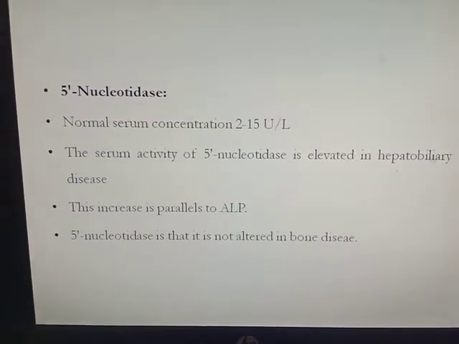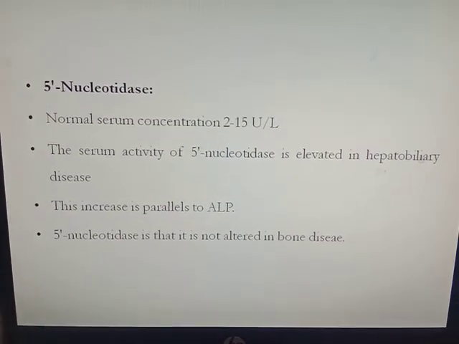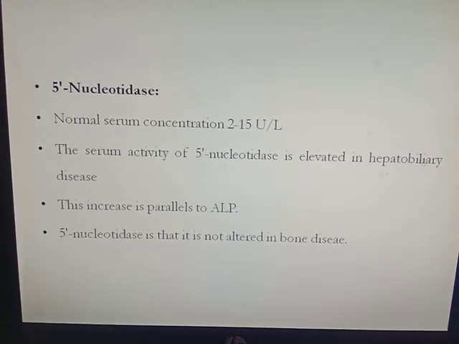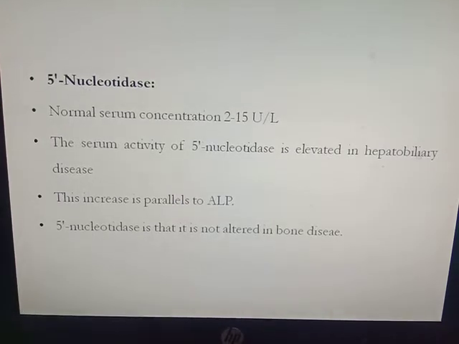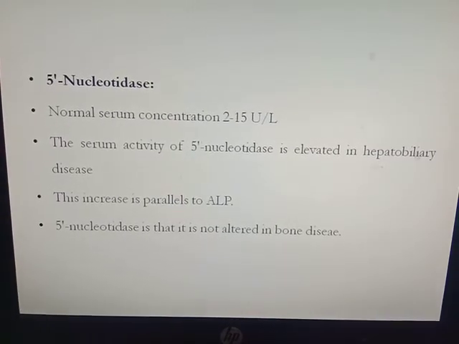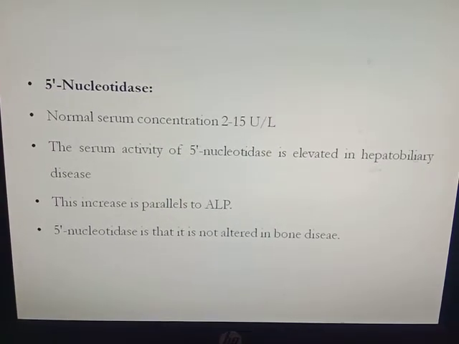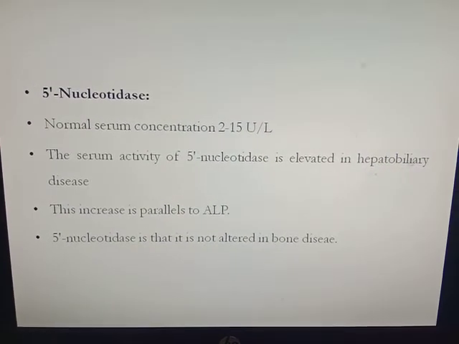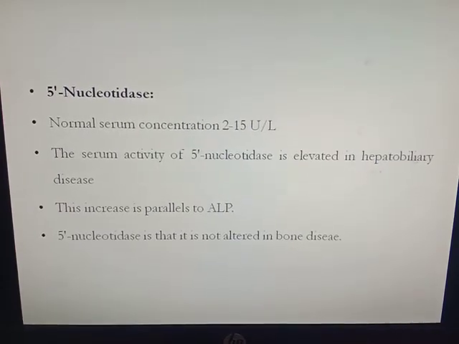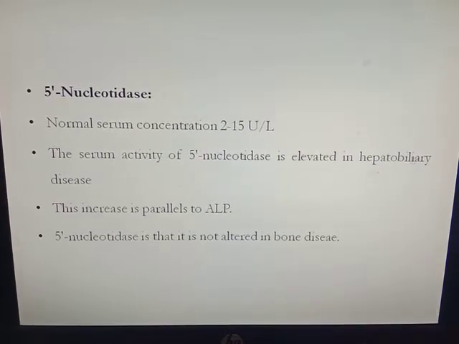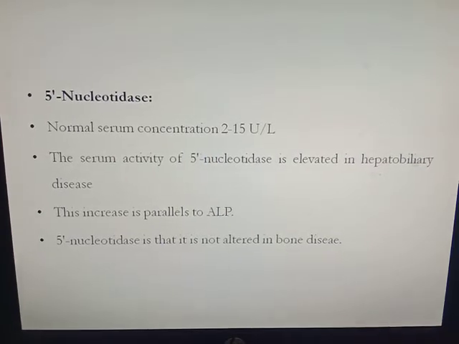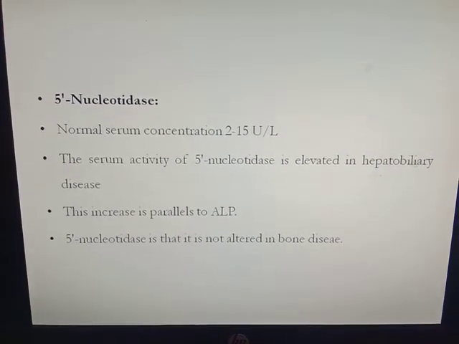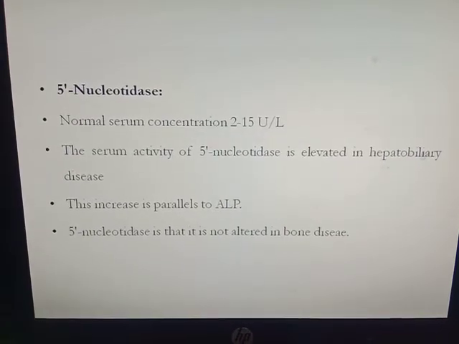The next enzyme used to assess hepatic function or liver function is 5' nucleotidase. The normal concentration of 5' nucleotidase is 2 to 15 units per liter. The serum enzyme activity of 5' nucleotidase is elevated in hepatobiliary disease, and this increase is parallel to alkaline phosphatase. Means in liver disease, the increase in alkaline phosphatase along with that, 5' nucleotidase is also increased.